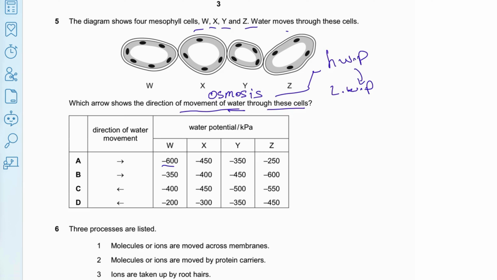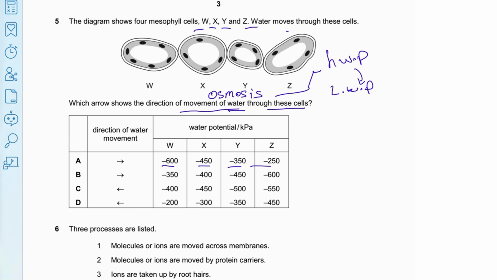Mister, this is the first time to see negative. What is the negative representing? There is a rule. The more negative, the less water potential. This is how you're going to solve this question.